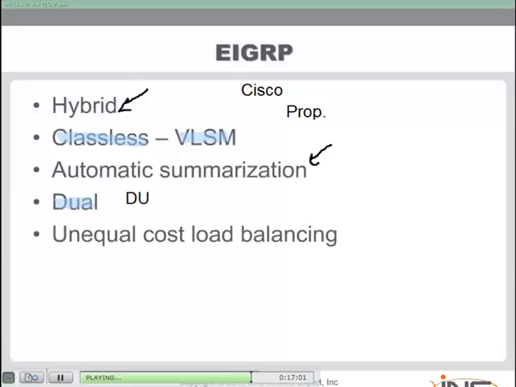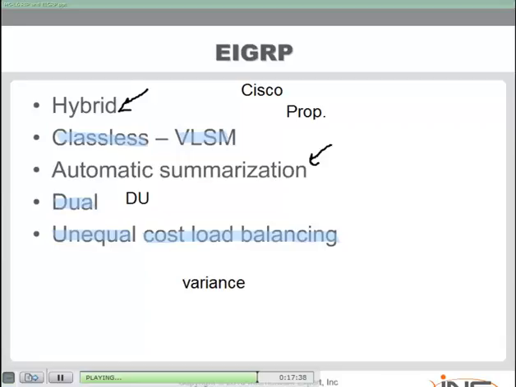Wow. So you can go in with a command called variance, the variance command. And this command allows you to say, okay, I know this link is 1 meg and this link is 2 megs, and you wouldn't ordinarily load balance across them, but EIGRP, I want you to go ahead and do just that. I want you to treat this 1 meg link and this 2 meg link identically, and I want you to load balance across them.